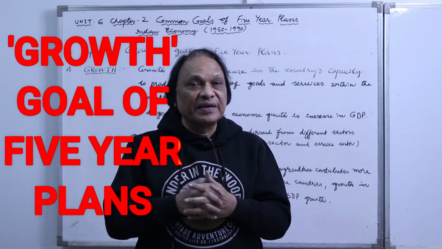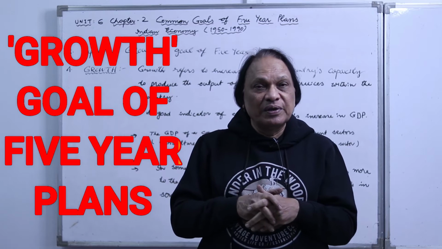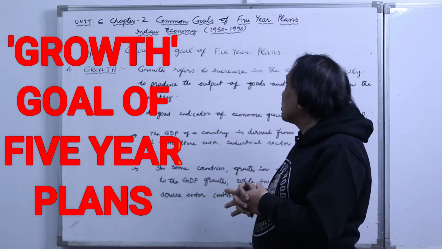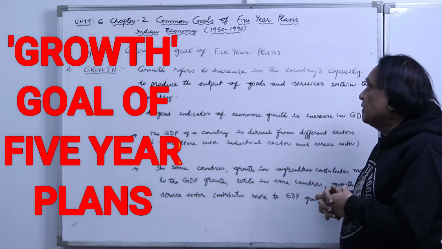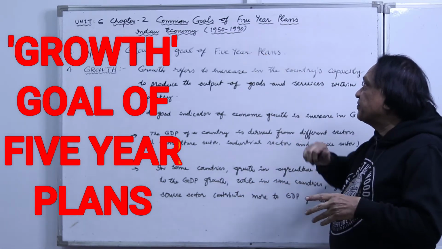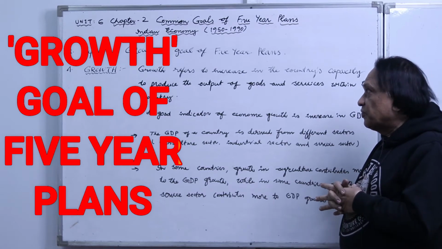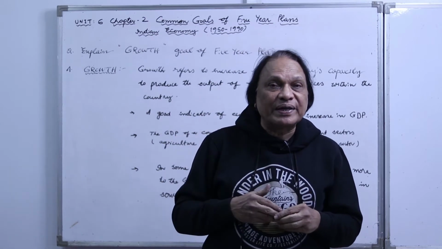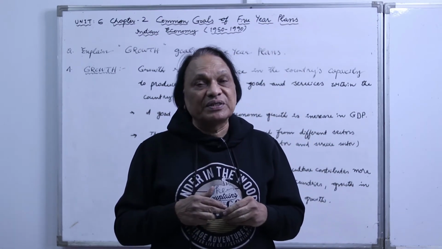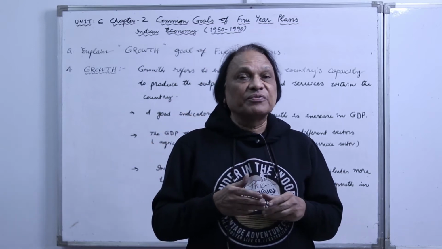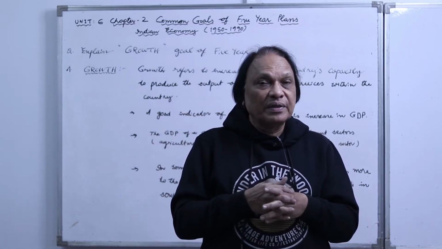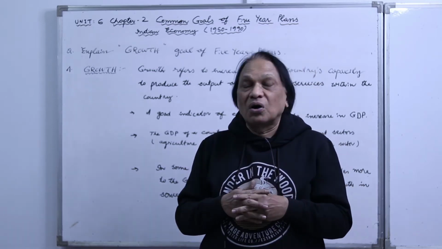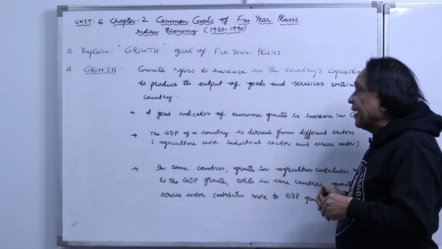We have been discussing Unit 6, Chapter 2 of Indian Economic Development. That is the common goals of the 5-year plans during the Indian economy, 1950 to 1990. We discussed the 4 goals of the 5-year plans: one is growth, one is equity, one is social justice, and one is getting full employment in the economy. One of the most important goals of the 5-year plans is growth.